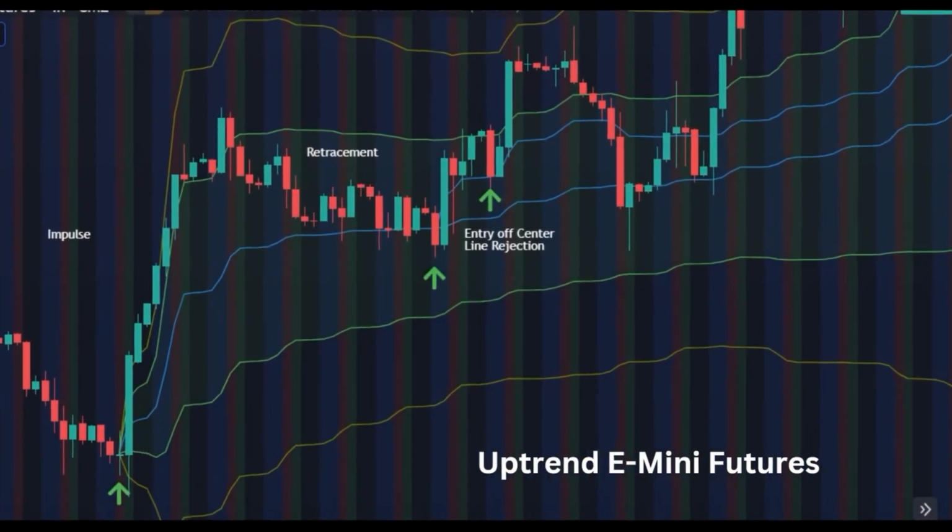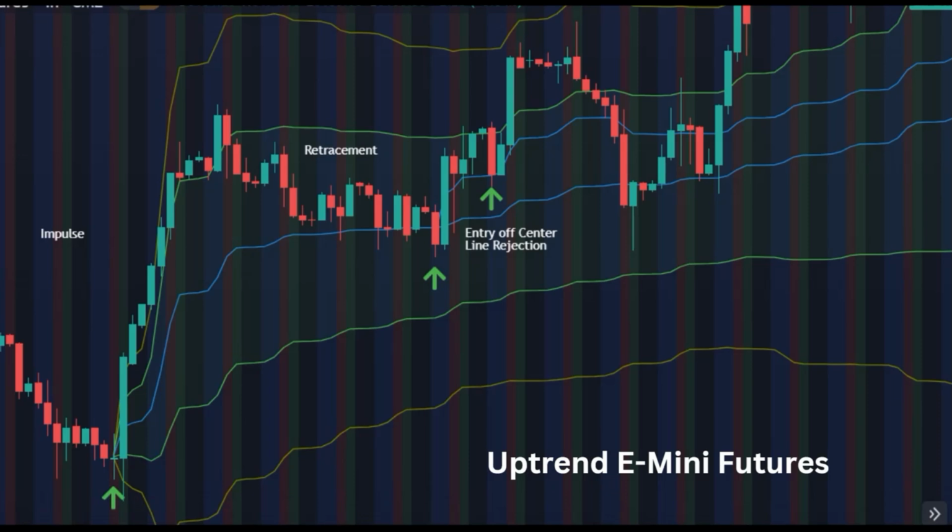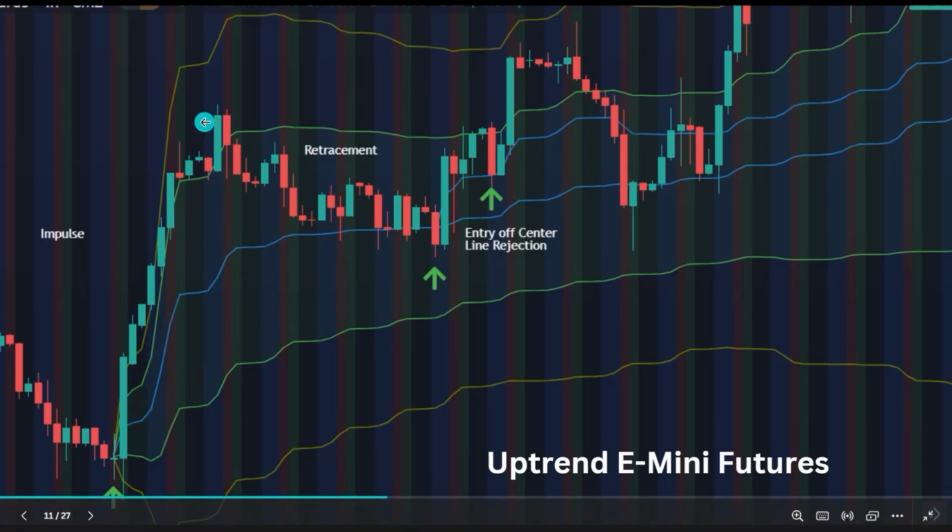This is an uptrend of the E Mini Futures. We place the Anchored VWAP at the beginning of the trend, and that gives us our standard deviations plus our center line. This is the impulse leg and then the retracement.